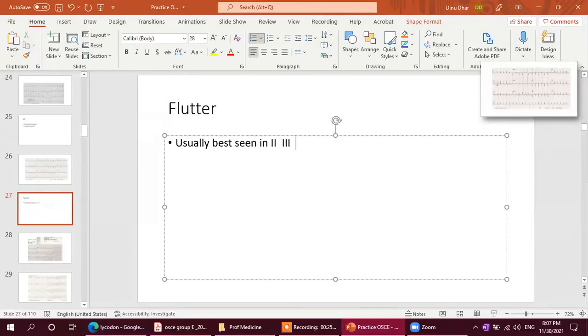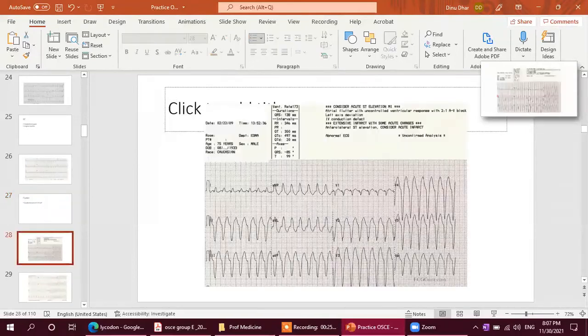So we have seen ECGs of atrial fibrillation, flutter, and AVNRT, which are the common things that you can get. All right. Now this one is a broad complex tachyarrhythmia. And I told you, if you remember, broad complex tachyarrhythmias can be due to ventricular tachyarrhythmias, or you can have a supraventricular tachyarrhythmia with an associated bundle branch block.